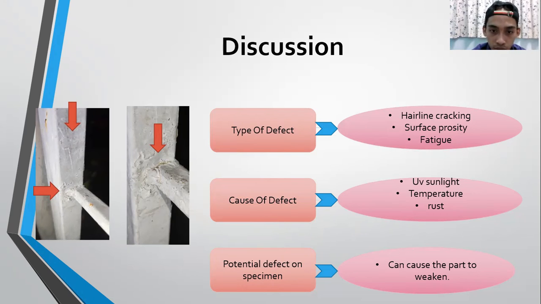So for point number 2, the causes of defects are UV sunlight, temperature, and rust. The potential defect on the specimen that we can get can cause the part to weaken.